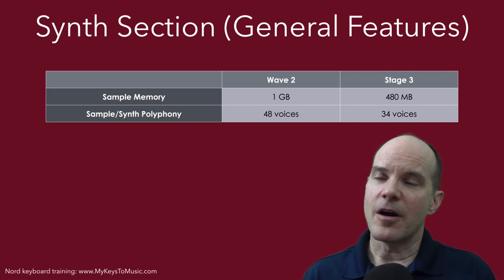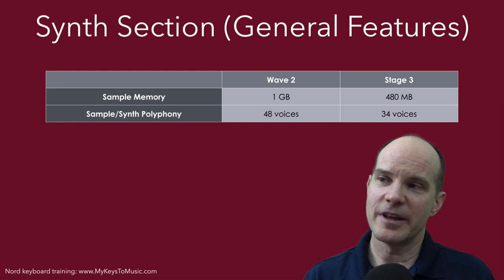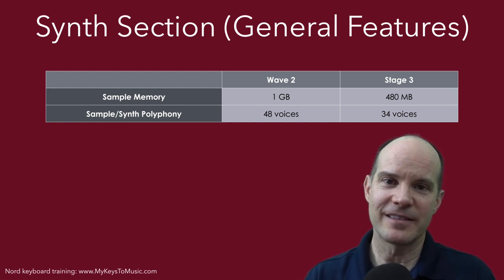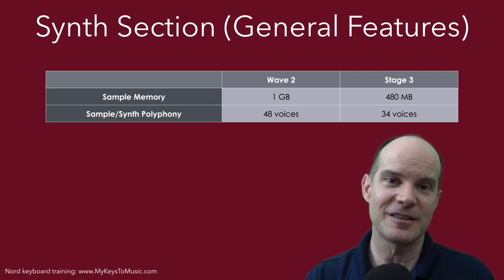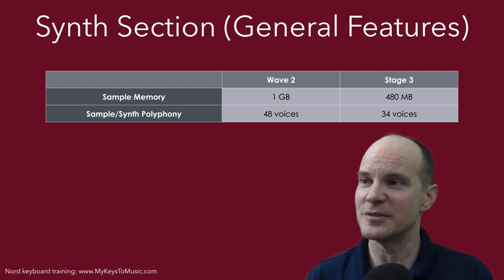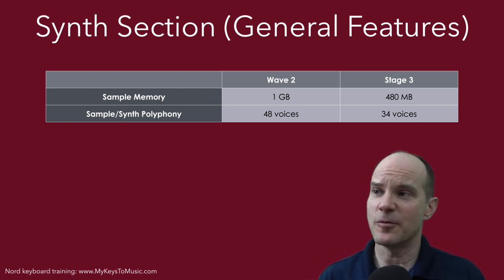So I think it all makes sense. At the end of the day, I think the Stage 3 with 2 layers at 34 voices is pretty similar to the Wave 2 at 4 layers. Technically speaking, if you're looking at it from a mathematical standpoint, the Wave 2 would be at a slight disadvantage if all 4 layers were being used. Yet if you were using only 1 layer, the Wave 2 has a clear advantage at 48 voices.